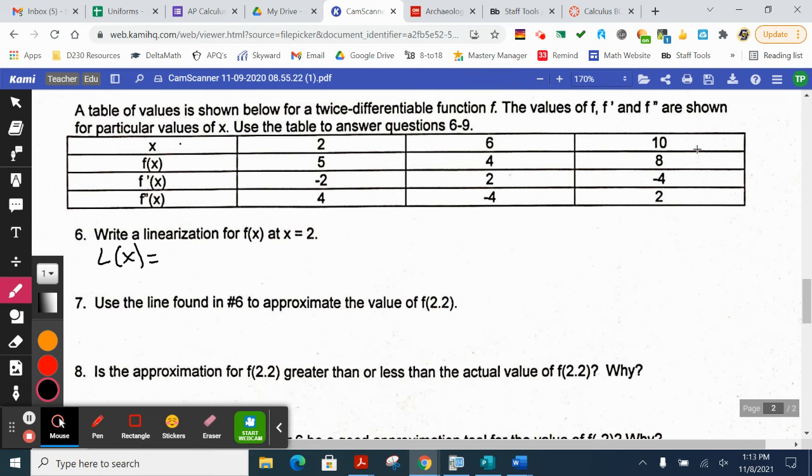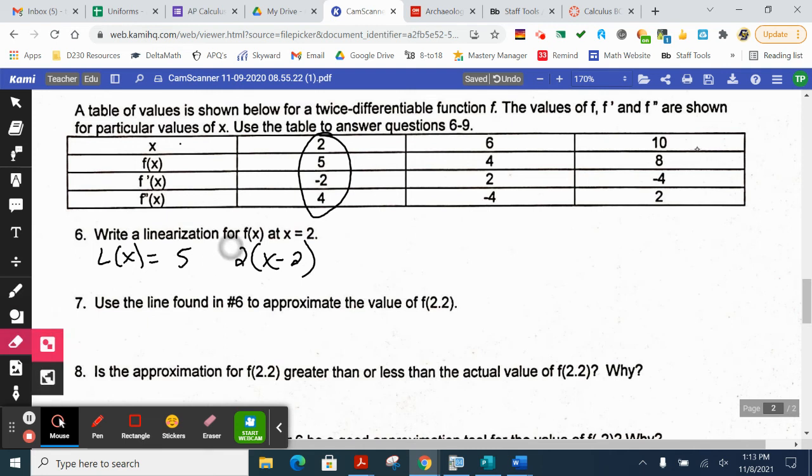So the linearization, or line tangent, initially we want the functional value. We would have said f of 2. Well, in this case, f of 2 was that 5 right here. We're just using values from the table. And then we do plus, and then we want our derivative value at that point, which is negative 2. And then x minus a, which is 2. Or you can just do minus 2, x minus 2. I'm actually going to do that because I just don't like the look of that. All right, and then that's it. Now do 7 and 8.